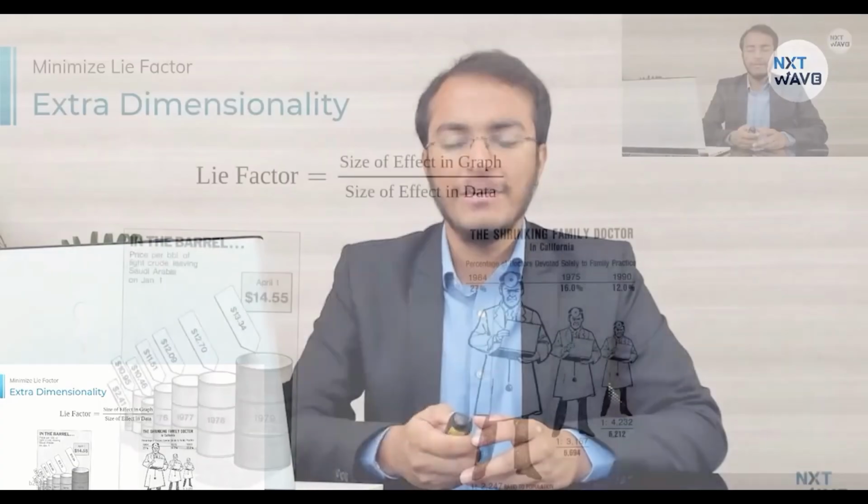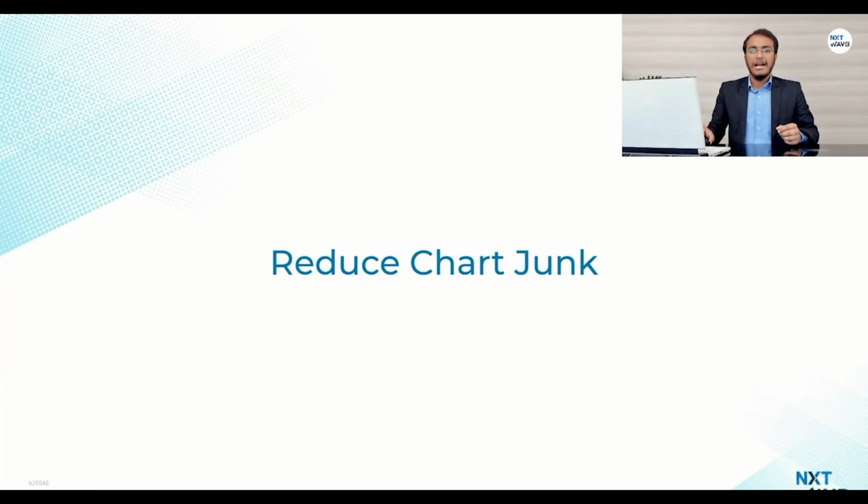Before going to the third one, I just want to mention that most of these principles that we are discussing are interrelated. They are not quite different and independent on their own, rather they are mostly interlinked. If we follow one of the principles, most of the time we might also be following the rest of the principles automatically. You need not look at them independently, but there are some subtle differences in the way we look at them. So having said that, the next important principle is reducing chart junk.